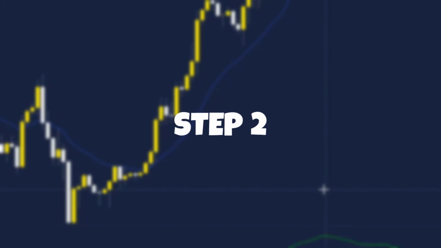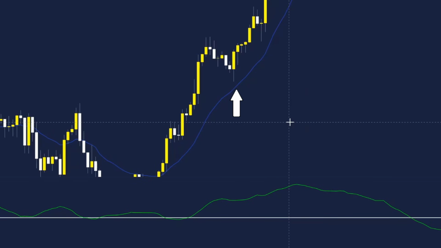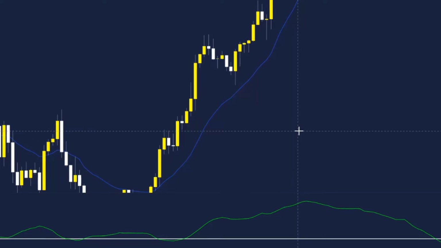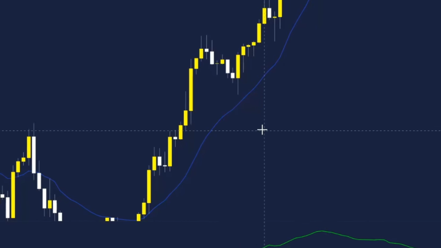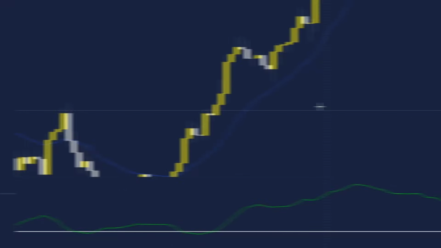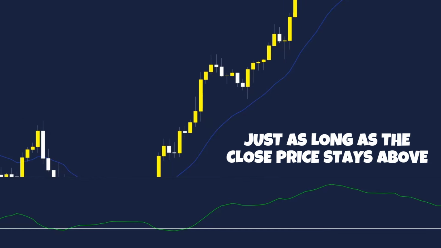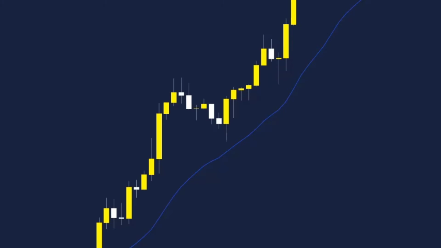Step 2 for this strategy is simple, but with one extra rule. We want to see price make the first pullback to the 20 EMA line. The extra added rule is that price isn't allowed to close below for a buy, or above for a sell. If price is moving upward for a buy and price pulls back to the 20 line, it can wick through just as long as the close price stays above. If price closes below, then the rules of the trade are broken and the setup is no longer valid.